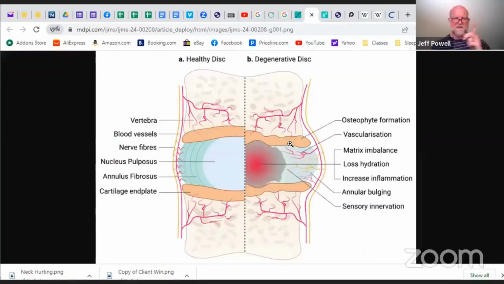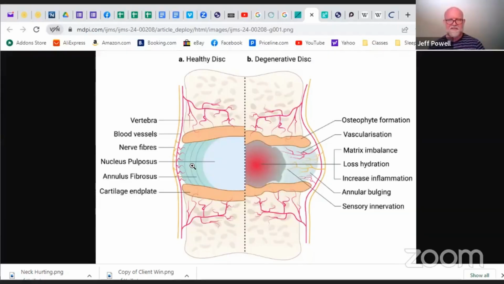Sorry, on this one, the main reason I wanted this one, so I did want to see the healthy disc, degenerative disc, but hey, there's this little yellow fiber here. That's a nerve fiber. And guess where that nerve fiber goes? It actually goes into the disc. Okay, so a lot of times people think that the nerve as it exits the spinal cord and goes out the foramen, that has to be compressed in order to have pain. Well, it doesn't actually have to be compressed to be irritated.